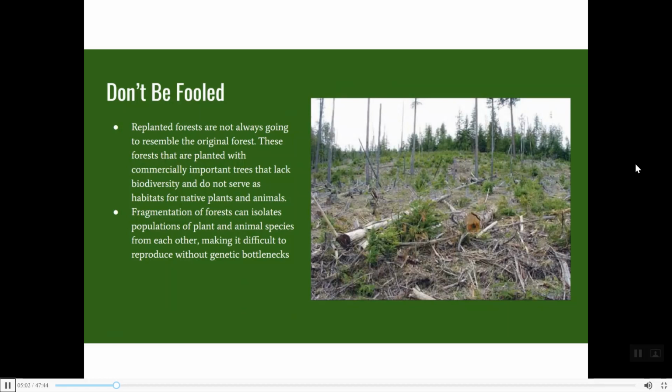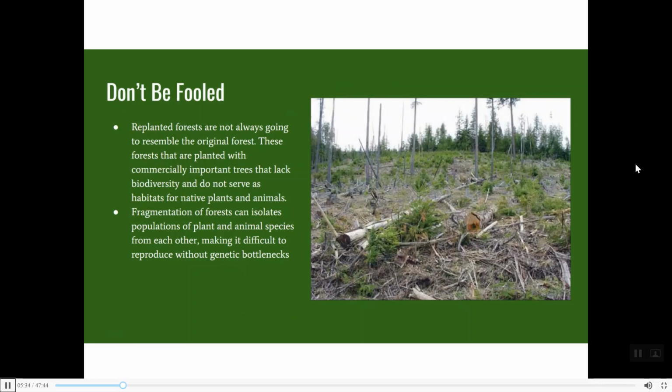Yes, most of the time these companies do replant the logged areas. However, the truth is that these forests that are planted are replaced with commercially important trees that lack the original biodiversity and do not serve as habitats for native plants and animals. So basically they're replacing these trees just with the intent to harvest them again and not really taking care of the environment.